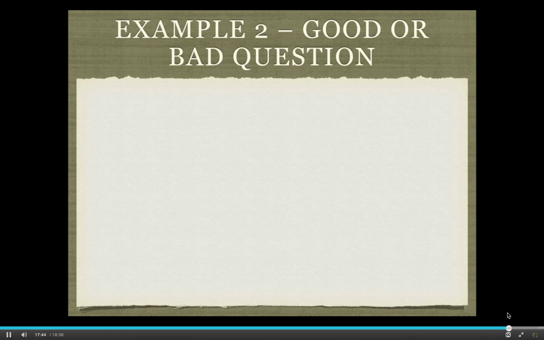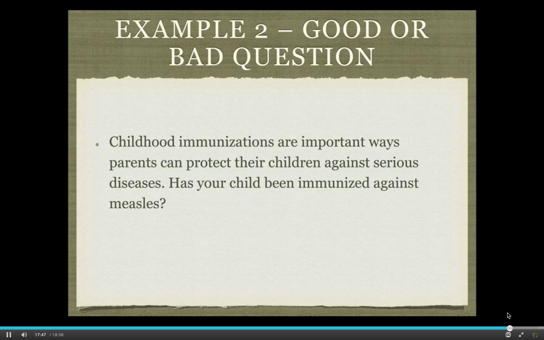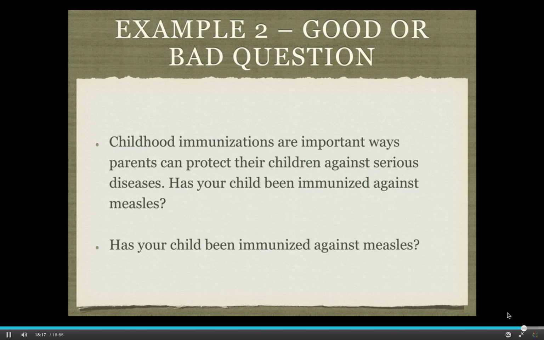Another example is, childhood immunizations are important ways parents can protect their children against serious diseases. Has your child been immunized against measles? You guessed it. This is a leading question. Having told the individual that childhood immunization is an important way to protect against diseases, they are going to say yes, their child has been immunized. So you have led them to an answer that they should give. A better question would be, has your child been immunized against measles? Full stop. And allow them to respond.